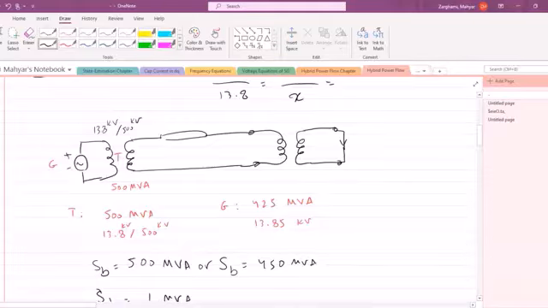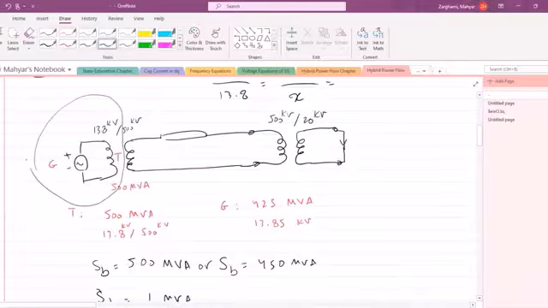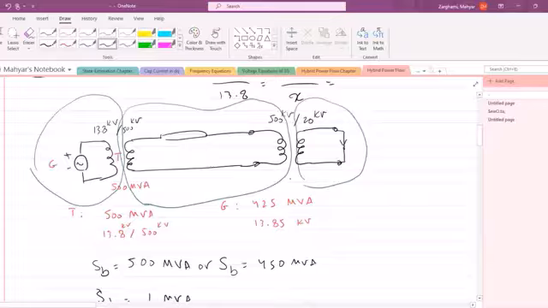And let's say this is 13.8 over 500 kV, and let's say the turns ratio on this side is 500 kV over, for example, 20 kV. Now, in this system, how many voltage levels, or how many zones of voltage, do you have? Three, right? So here is 13.8, here is 500, here is 20 kilovolts.